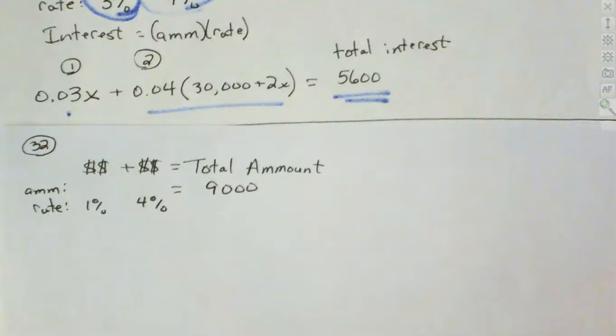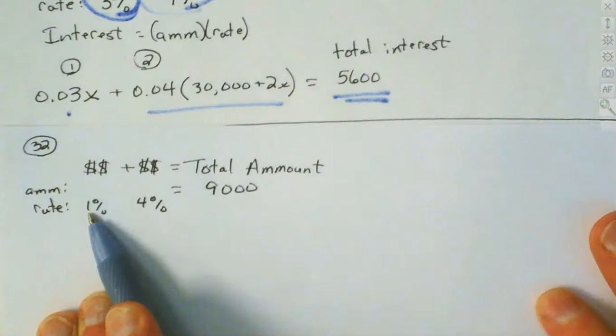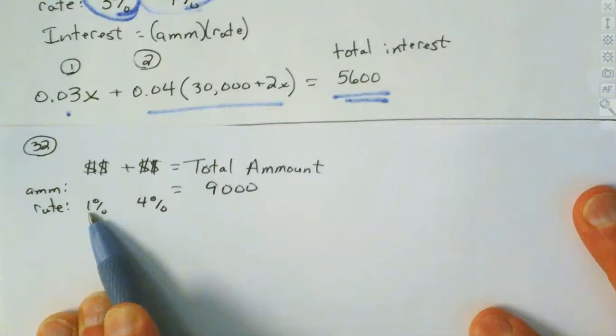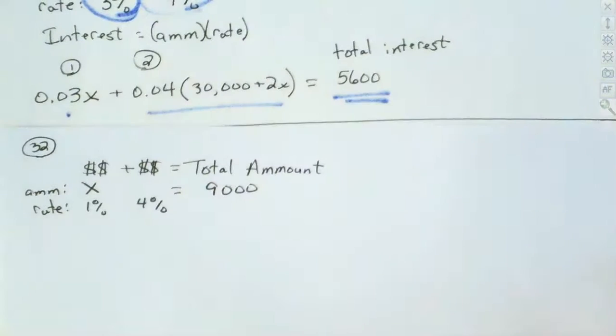Okay, now, how much money am I going to put in the 1%? Do we know at all? Is that given at all? No. If we know nothing about it, we're going to put the X there, because that is completely unknown.